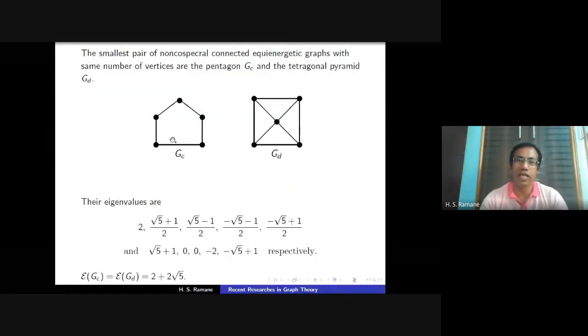This is a cycle C5, and this is another one, a tetragonal pyramid. Its eigenvalues are given in this form: 2 root 5 plus 1 by 2 and so on. The eigenvalues of these graphs are root 5 plus 1, 0, 0, minus 2, minus root 5 plus 1. If we take the sum of the absolute values of these values, the energy is 2 plus 2 root 5. So they have different eigenvalues, meaning they are not cospectral, but even so the energy is the same.